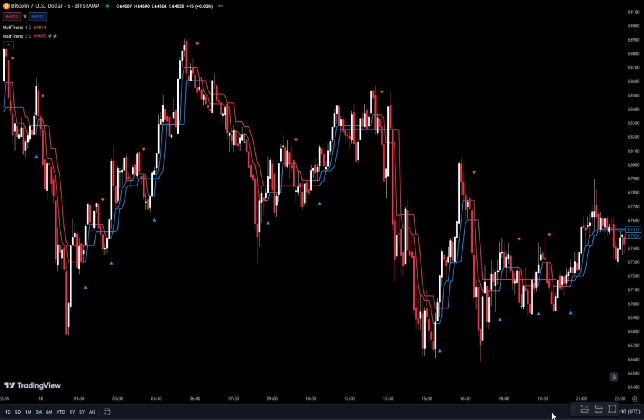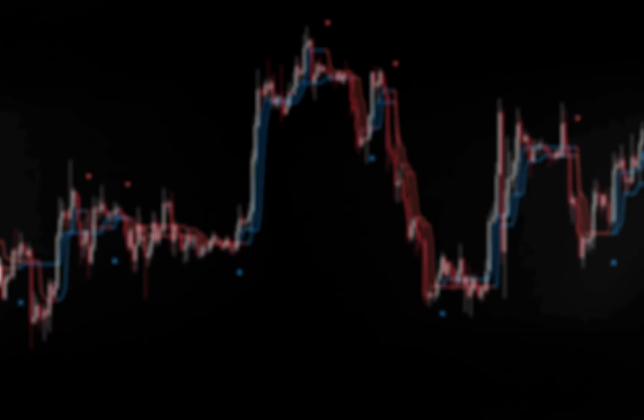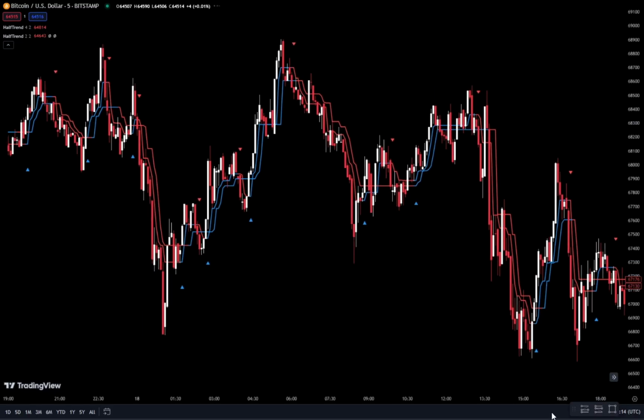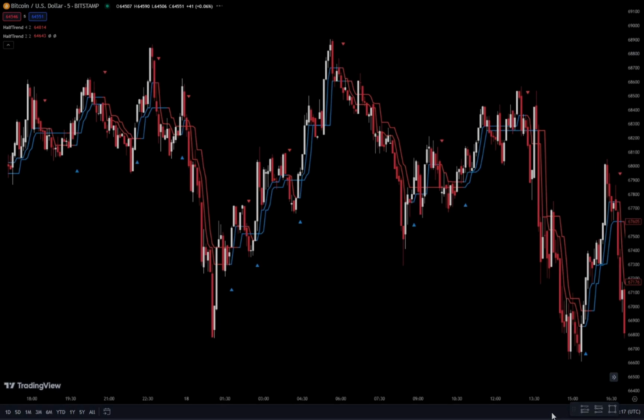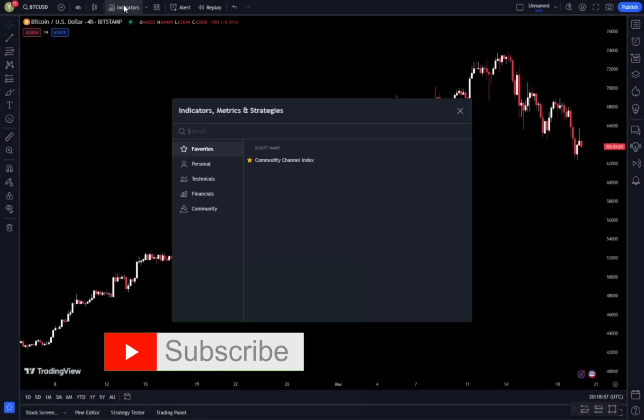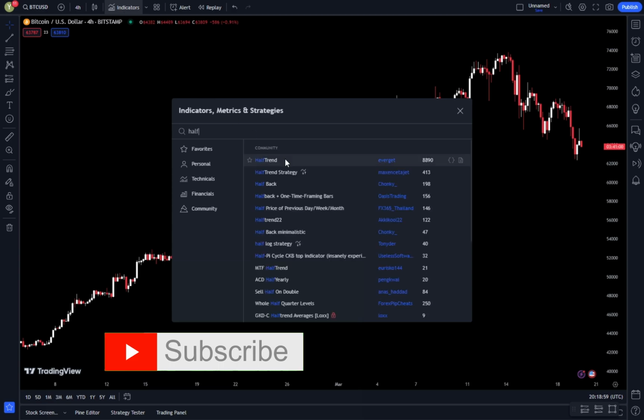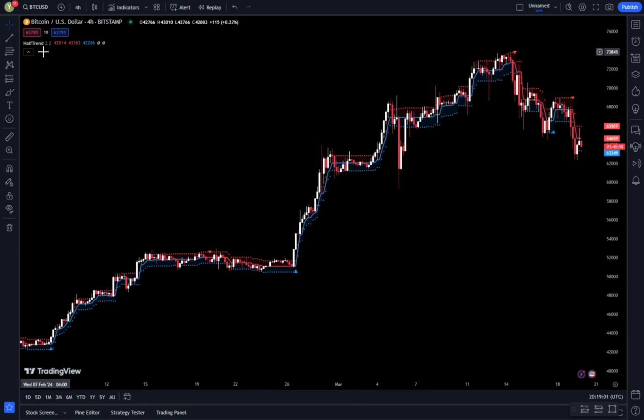But here's the cool part, we're going to keep it simple with just 2 indicators. And you can find them for free on TradingView. So let's dive right in. First off, we'll be using the half trend indicator. When we pull it up, we're going to make a few changes to ensure it's working in our favor.